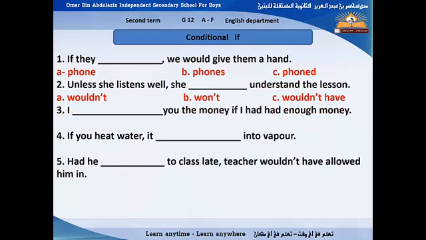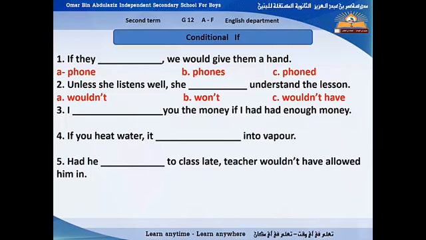Let's have a look at the choices: wouldn't, won't, wouldn't have. The right answer here is won't. And as you know, won't is the abbreviation of will not. Now let's move to the third sentence.